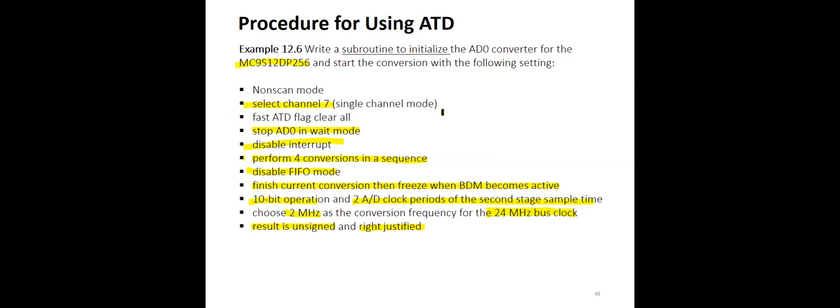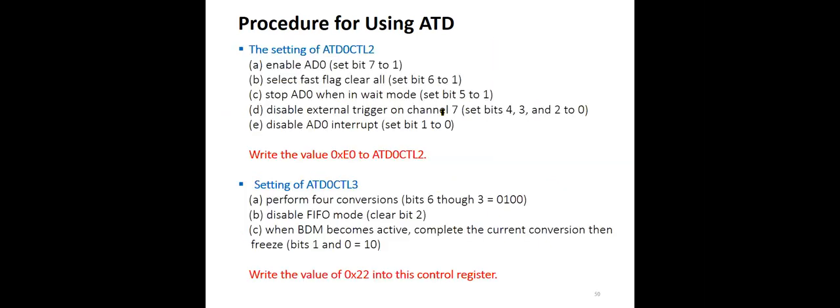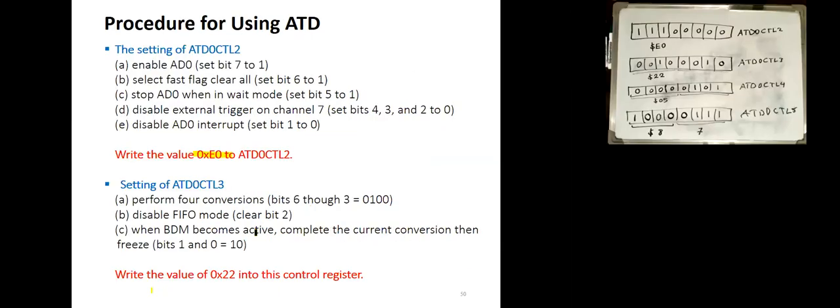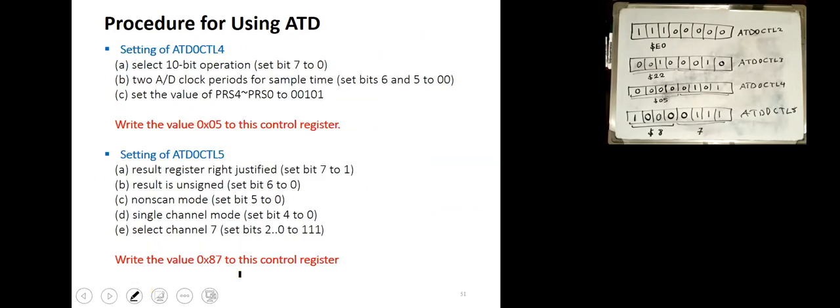Okay. So next you will find the details, which is similar to what I did here. The value to be stored in 80, this is 0E, which is similar to what we had. Let me just bring back the board. Yeah, it is E0. The value to be stored in control register number 3 is 22. In register number 4, it is 05, and in register number 5, it is 87.